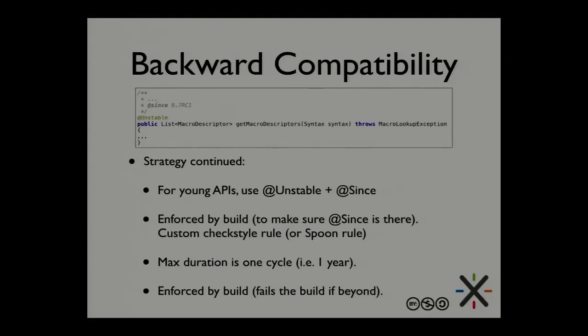And actually, if you put the unstable annotation without the since, our build will fail because it will notice you don't have both. Okay, so this forces us to have them. And then our build automatically checks that this unstable annotation cannot live longer than one full cycle. And for us, a release cycle is 1 year. So we allow for unstable to last for 1 year, and then they become mainstream APIs, and then they go through the process that I've explained just before.